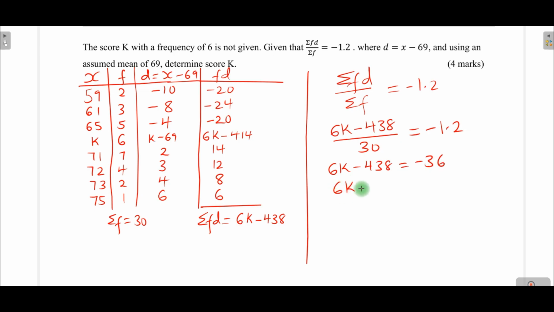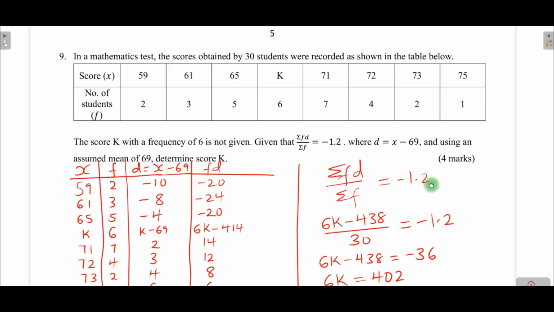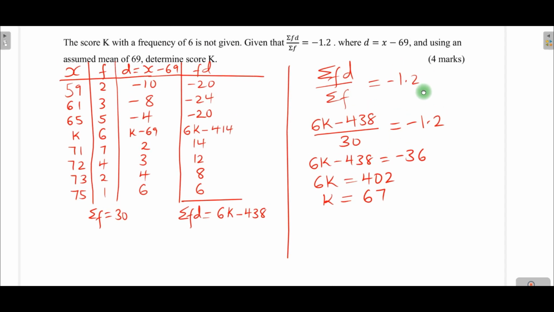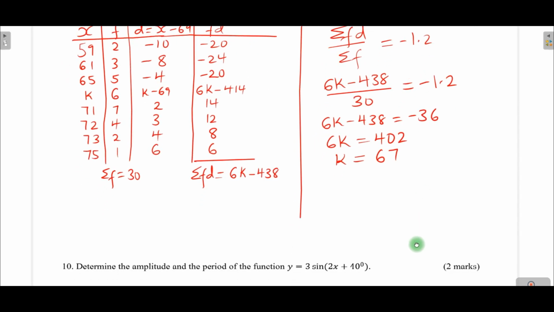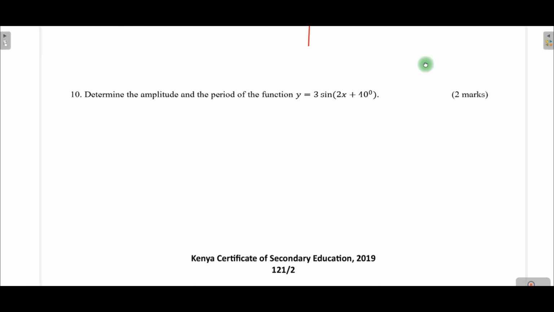Therefore 6k is equal to minus 36 plus 438. We get 402. Then divide both sides by 6. K will be equal to 67. And therefore we have determined the score K. So that is it. And therefore we can proceed on to the next question.